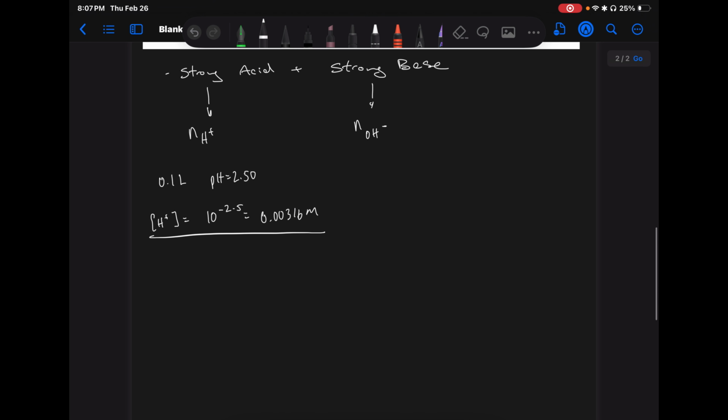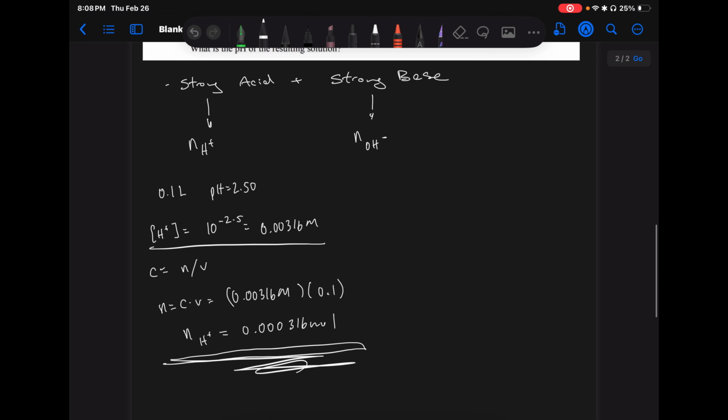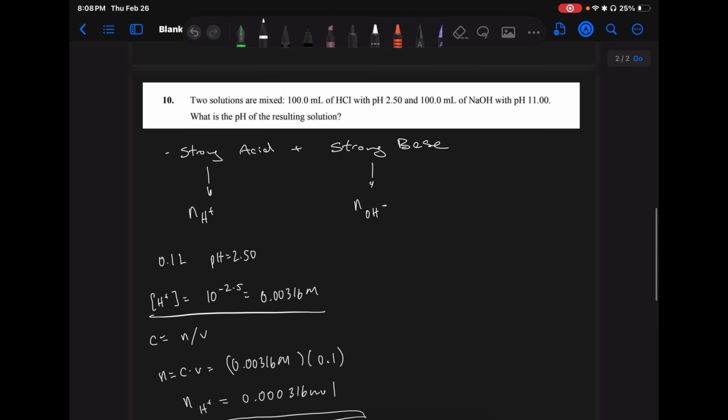So now concentration, C is equal to N over V. So N is equal to C times V, therefore 0.00316 moles per liter multiplied by the volume, which is just 0.1. We should get 0.000316 moles. This is the moles of H plus. Boom, that's part one.